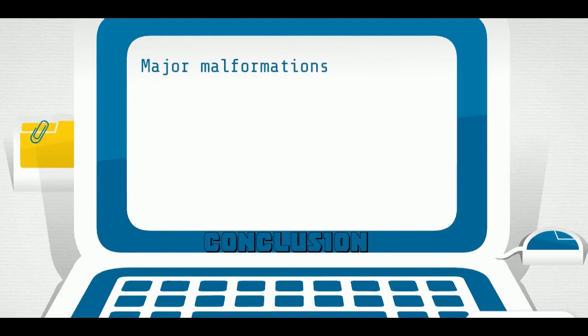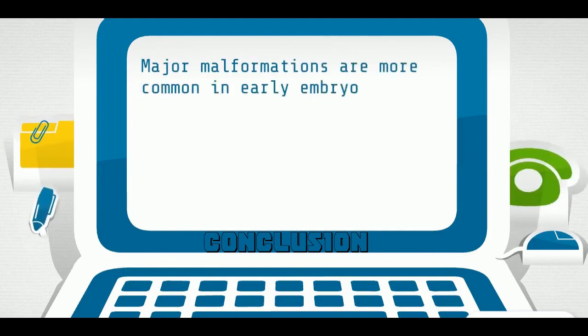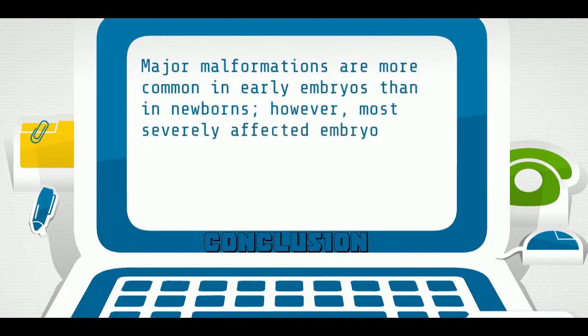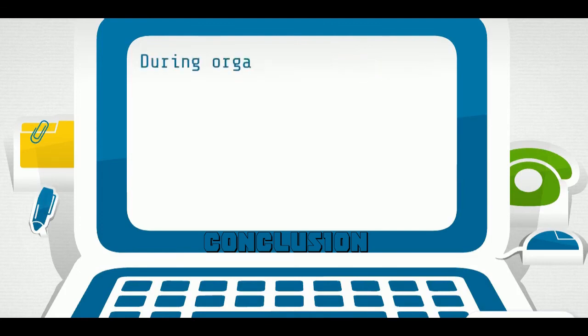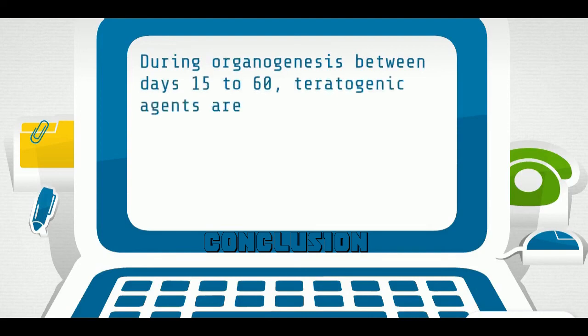Major malformations are more common in early embryos than in newborns. However, most severely affected embryos are spontaneously aborted during the first 6 to 8 weeks of gestation. During organogenesis, between days 15 to 60, teratogenic agents are more likely to cause major congenital malformations.